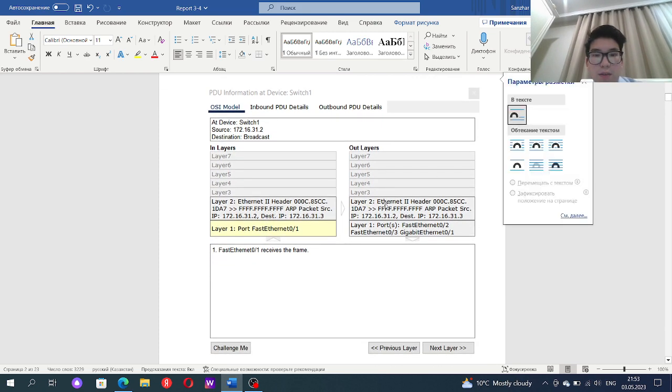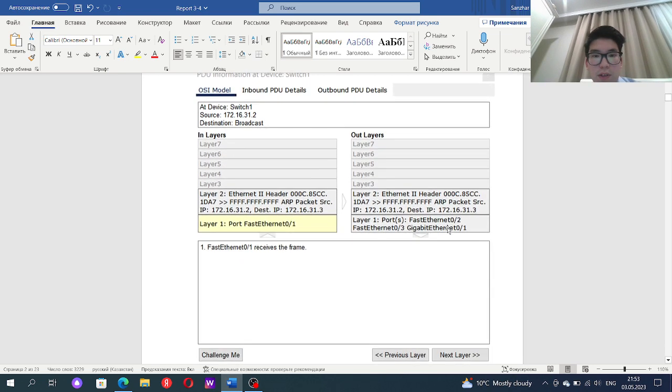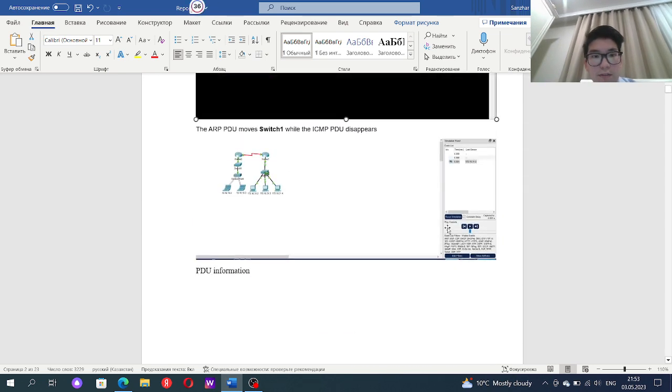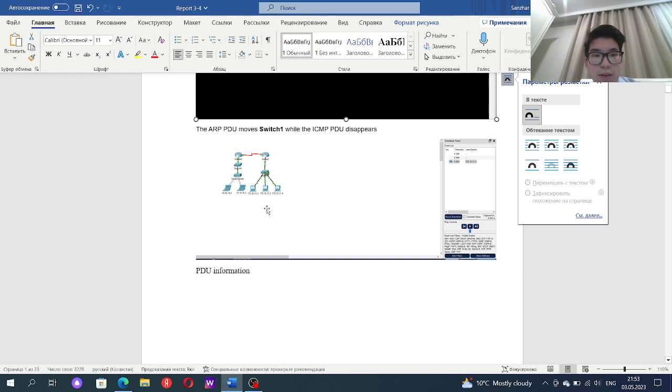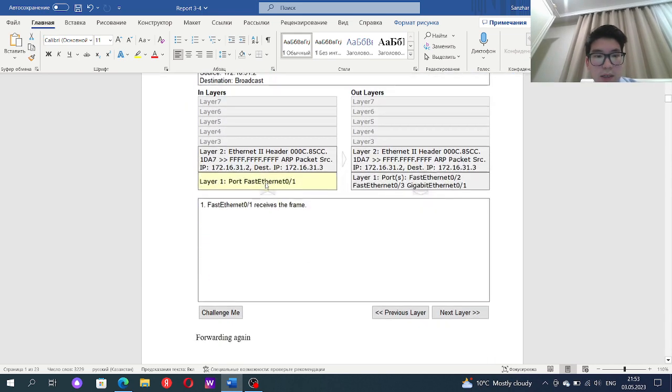In the outer layers we can see the destination IP, which is 172.16.31.3. If we press next after the switch, it will go to 172.16.31.3. It's this computer in the middle of the right side.